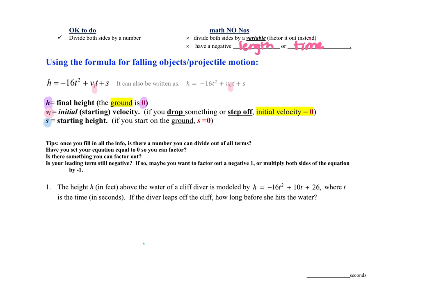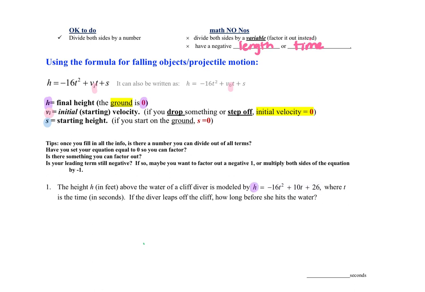So we're going to follow these little tips. Once we fill in all of the info, we're going to ask, is there a number you can divide out of all terms? Because it is okay to divide both sides by a number. So let's see how this all works. In this particular case, they gave you the equation, so you don't have to figure anything out. But let's go over what the different parts are.